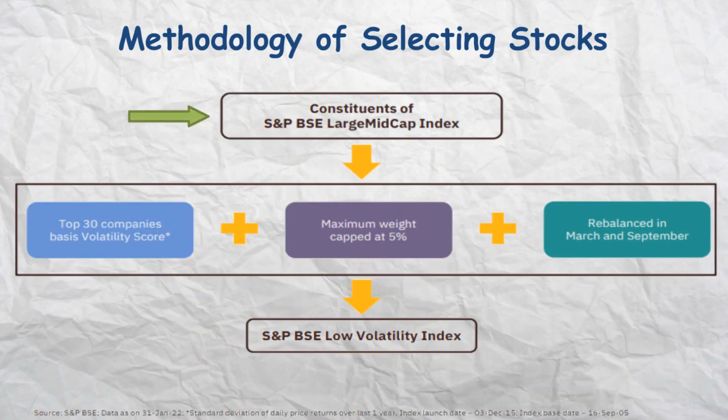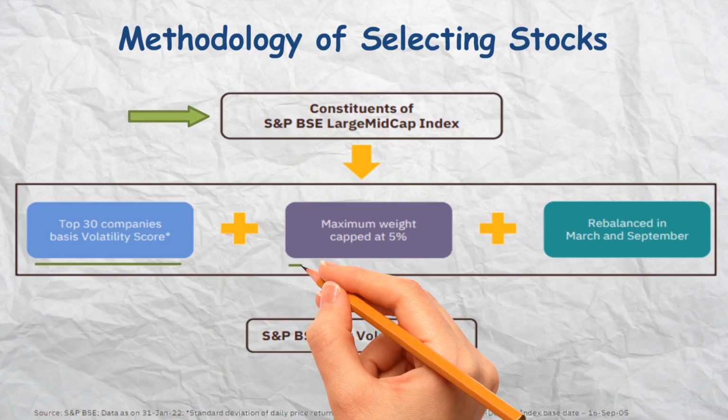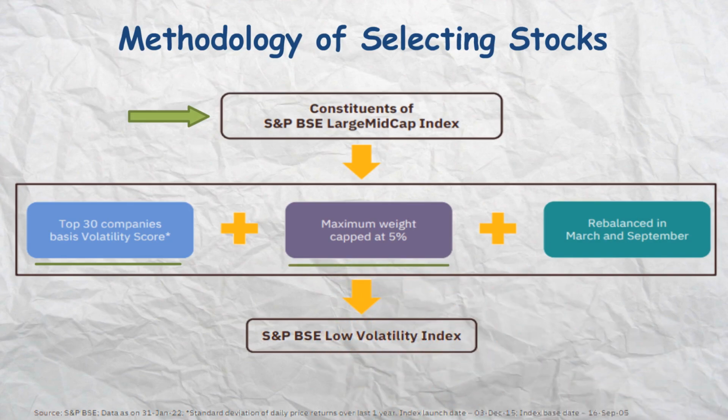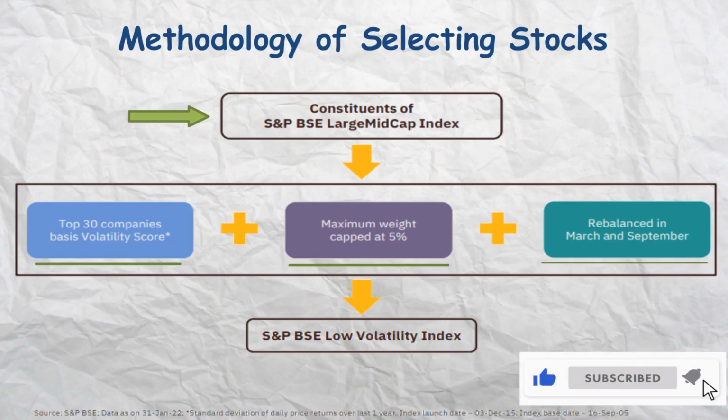What is the methodology of selection of stocks in this index? The Low Volatility Index picks companies from the S&P BSE Large Mid Cap Index. It picks 30 best companies based on the volatility score. Some of the parameters they consider to determine the volatility score are beta, standard deviation, etc. Maximum weightage is capped at 5% for each of the stocks, meaning for any stock they cannot invest more than 5% of their asset under management of that particular fund. Also, the index will be rebalanced every March and September. To understand the concept of rebalancing, watch the video in the I button.